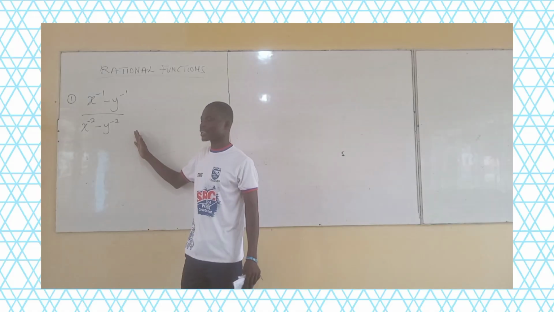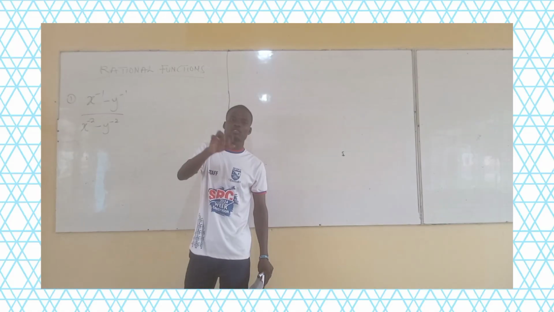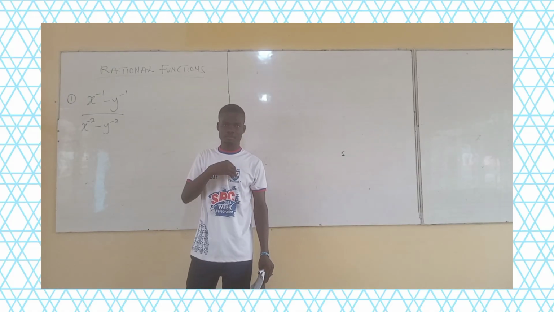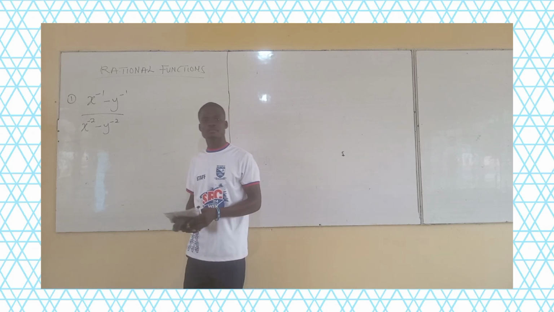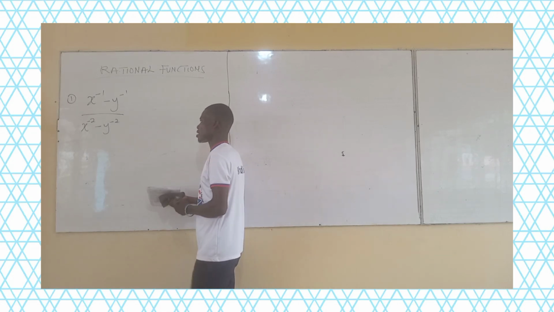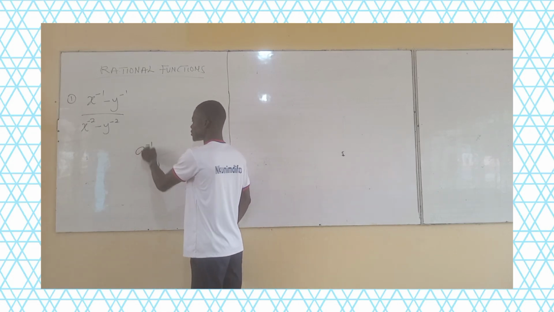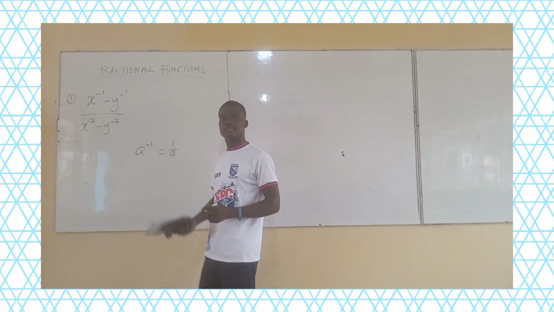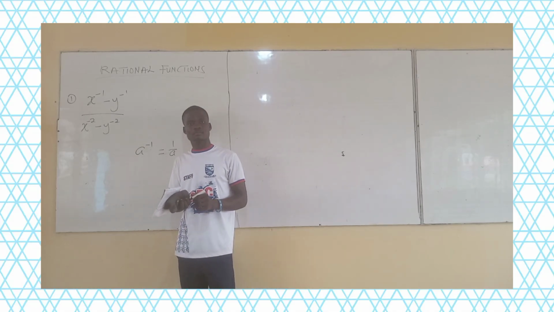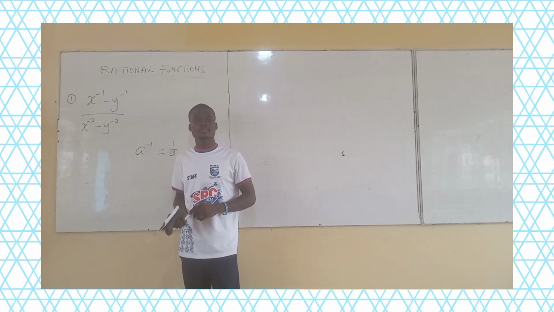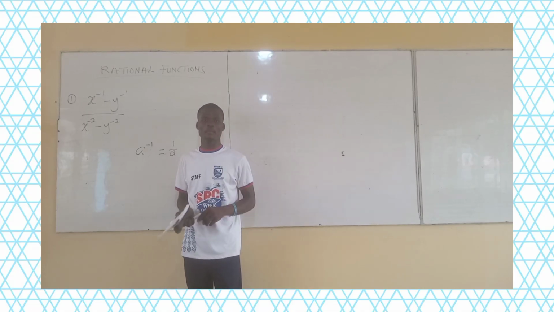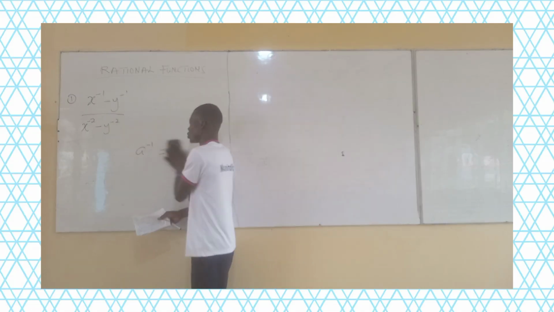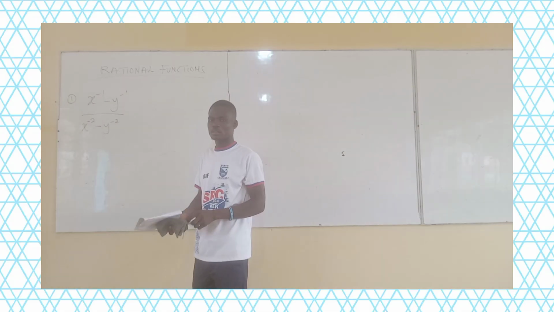So we have to take our time and apply some concepts from indices. From indices, if we have a to the power negative 1, it is the same as 1 over a. This means that any number to the power negative 1 is the same as 1 over that number. So we are going to apply that concept to solve this problem.